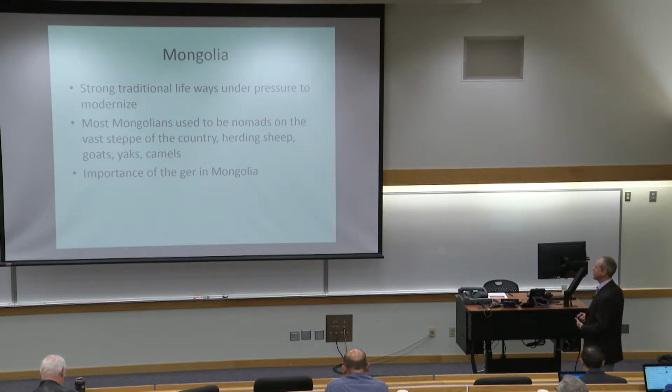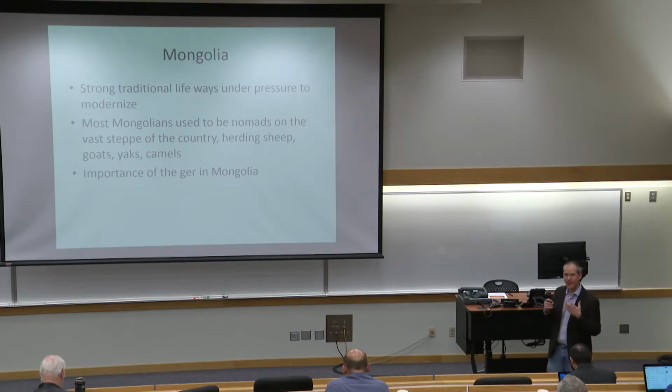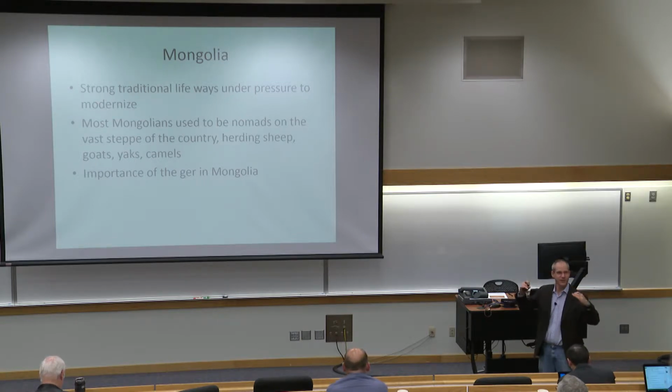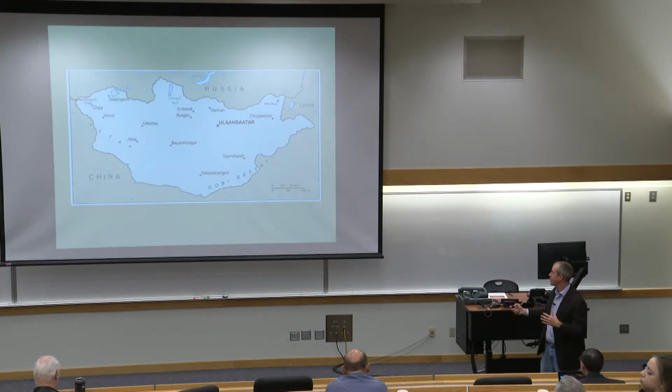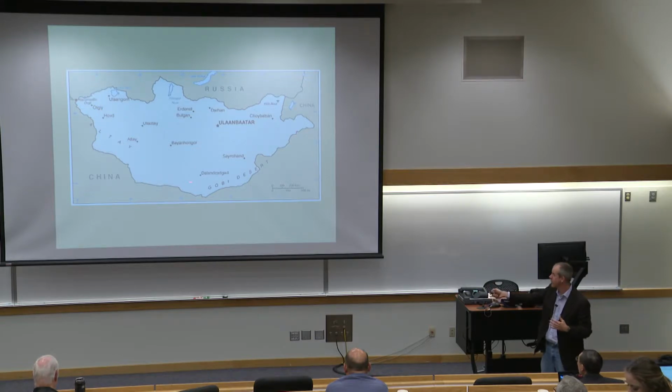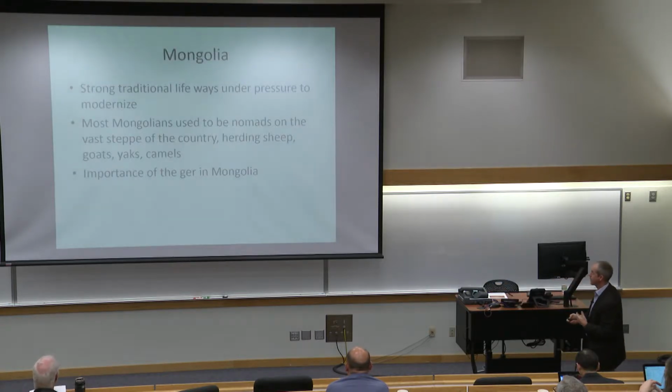Most Mongolians used to be nomads on this vast steppe of the country. Think of the altitude and environment when you're crossing between Kansas and Colorado on your way out to Denver. About that altitude, and just imagine the vast middle part of the country like that. In the south, we have the Gobi Desert here, which we'll talk about because this is where some of the most important mines of Mongolia are. And then up here, as we get close to Lake Baikal, you have some forests in Mongolia as well. But the vast majority is this steppe.